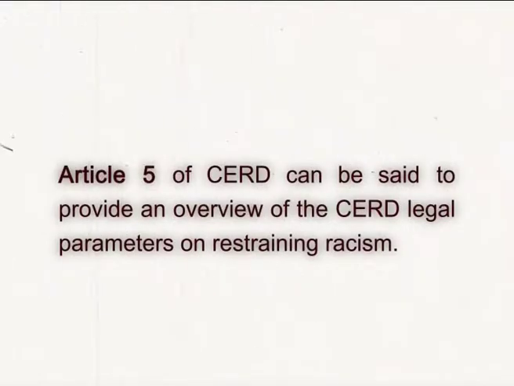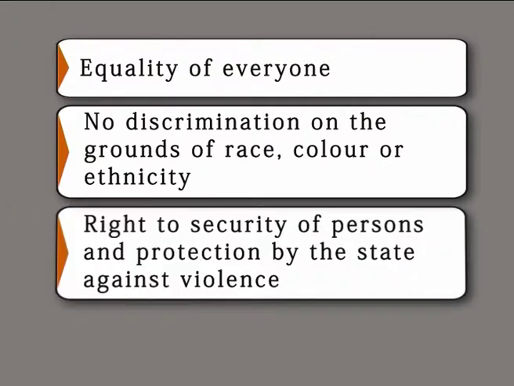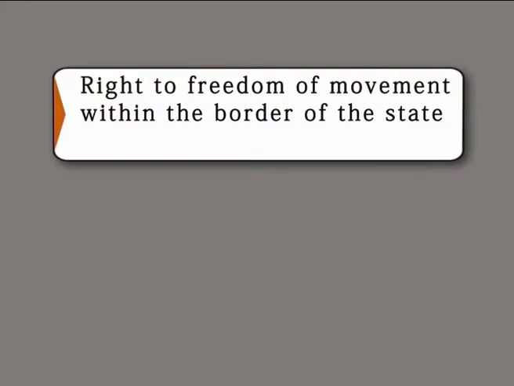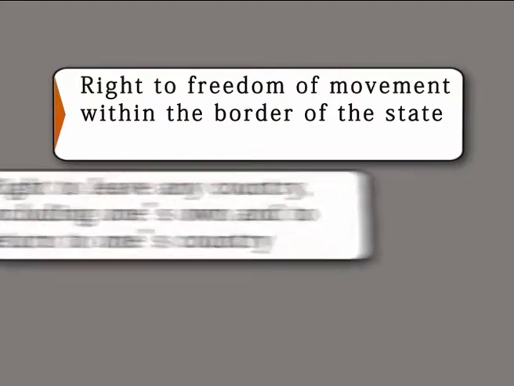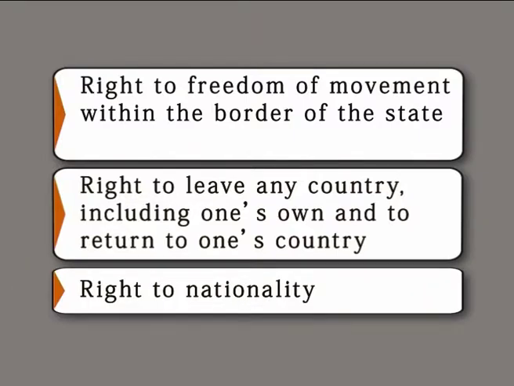Article 5 of CERD can be said to provide an overview of the CERD legal parameters on restraining racism. The Article 5 consists of the following objectives: equality of everyone, no discrimination on the grounds of race, color, or ethnicity, right to security of persons and protection by the state against violence, right to freedom of movement within the border of a state, right to leave any country, including one's own, and to return to one's country, and finally, right to nationality.